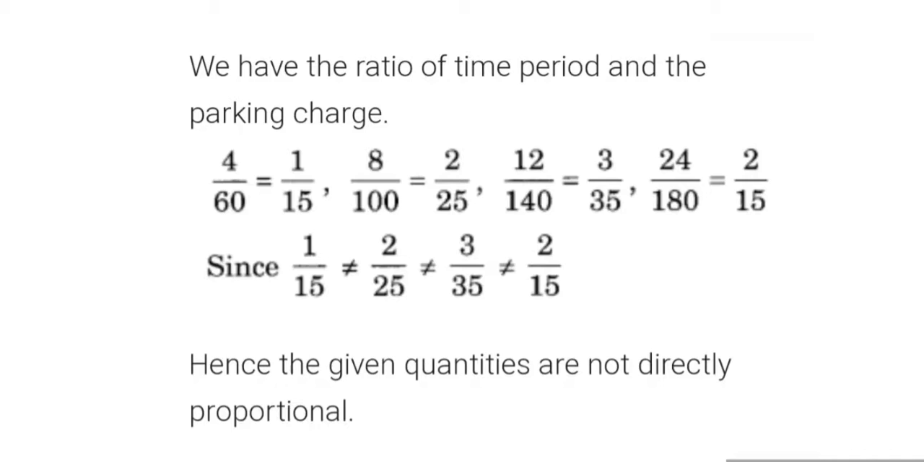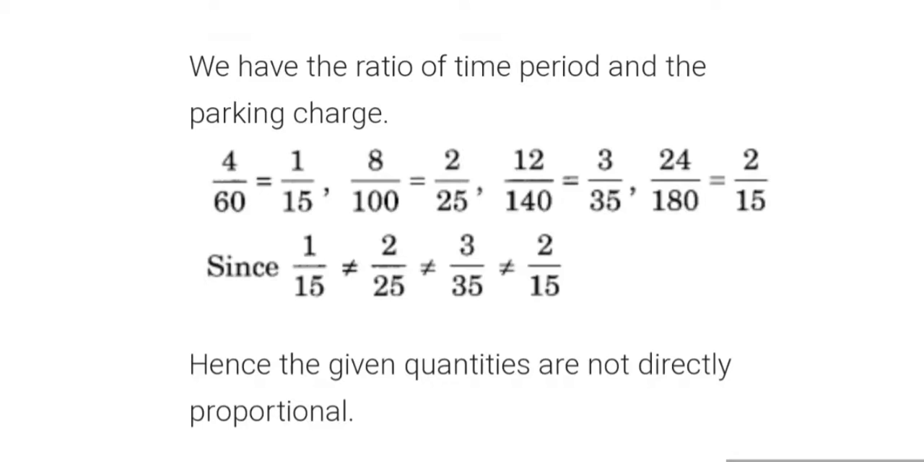Third one, 12 upon 140. Now let's simplify. So it is coming 3 upon 35. Now see the last one, 24 hours upon rupees 180. Now let's simplify. So it is coming 2 upon 15. So here scholars you can see all the fractions or all the values are different. It is not equal. So the given quantities are not directly proportional.